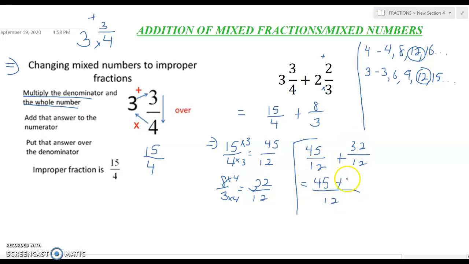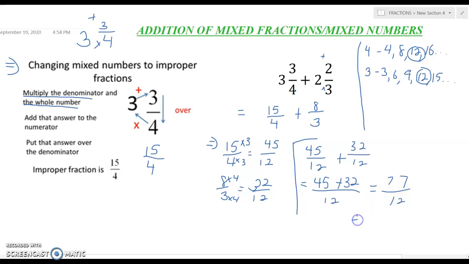45 plus 32. What answer is that when we add it? 5 and the 2 will give me 7. And then 4 and the 3 gives me 7. 7 over 12. And this is an improper fraction, right? Because the number at the top, the numerator, is larger than the denominator.